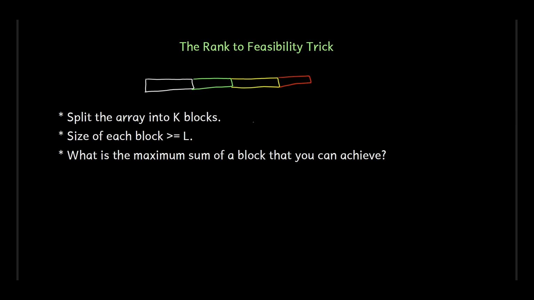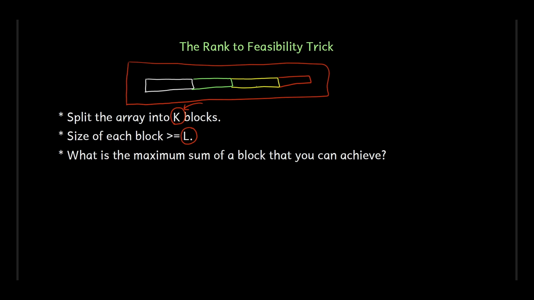Let's start with the easiest version of the problem, where you are given an array and you have to partition it into exactly k blocks, k disjoint blocks that cover every element, such that the size of each block should be at least L, but the total number of blocks should be exactly k.